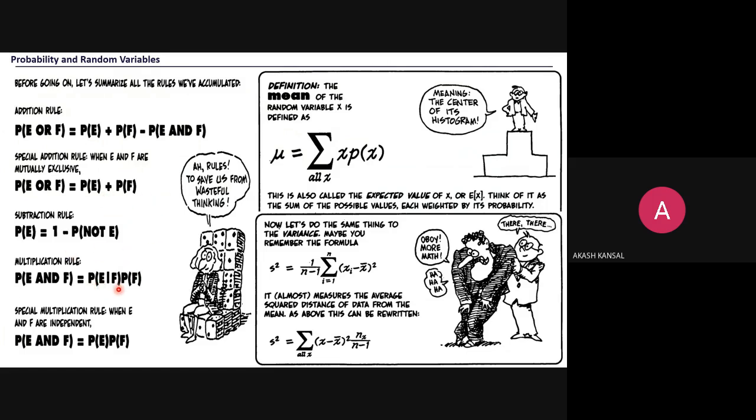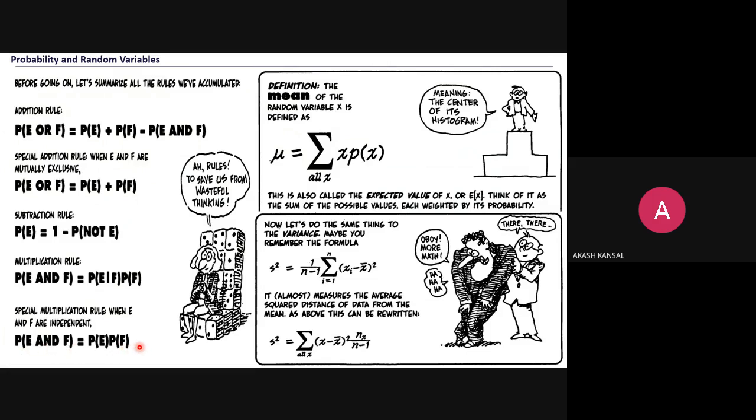Subtraction rule, multiplication rule. P(E and F) is going to be P(E given F has happened) into P(F), probability of F. And then again, this will reduce if they are independent. The P(E given F has happened) would reduce to probability of E. So P(E and F) will become P(E) into P(F).